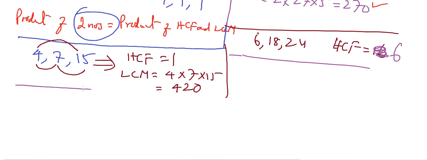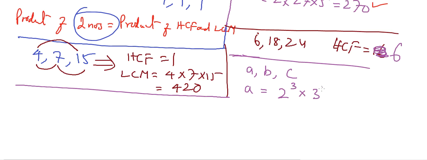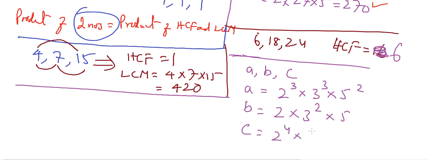In the same way, let's say we want to find the HCF and LCM of three numbers A, B and C. Suppose A is 2 cube into 3 cube into 5 square, and B is 2 into 3 square into 5, and C is 2 power 4 into 3 square into 7.